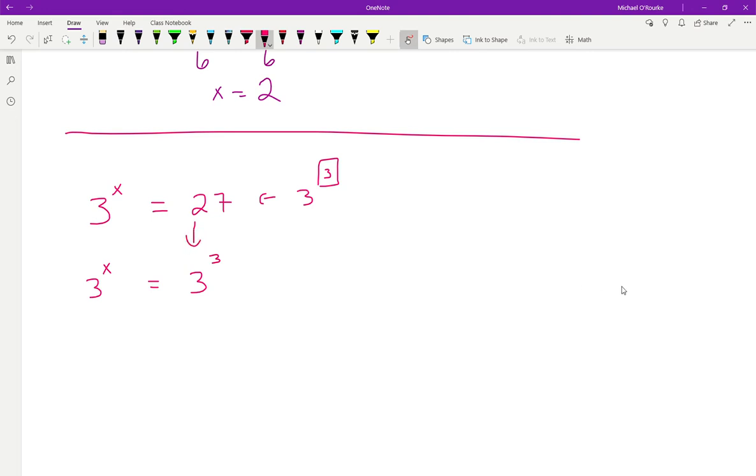Those are both the same number. There's nothing different about them. I just rearranged 27 to look a little different. 3 to the power of 3 equals 27. I haven't changed a thing. Now here we go again. Our bases are the same, so we can drop the bases. And then we're just left with x equals 3.